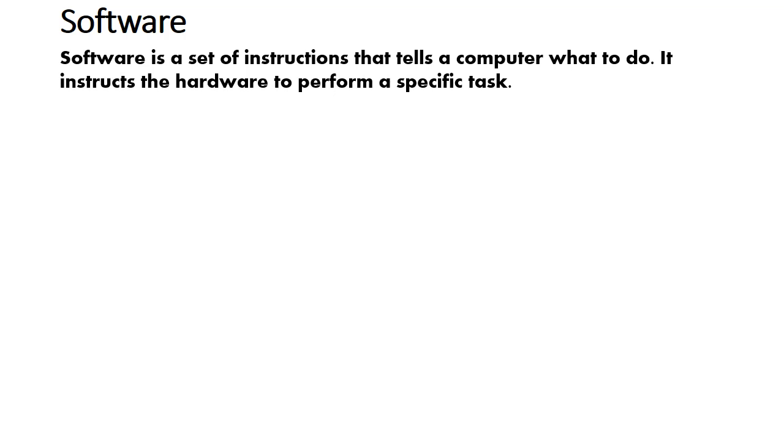Software. A computer cannot work on its own. It needs instructions to work. So the software, known as programs, consists of instructions that tell a computer what to do. It instructs the hardware to perform a specific task on a computer system. We can touch hardware, but we cannot touch software.